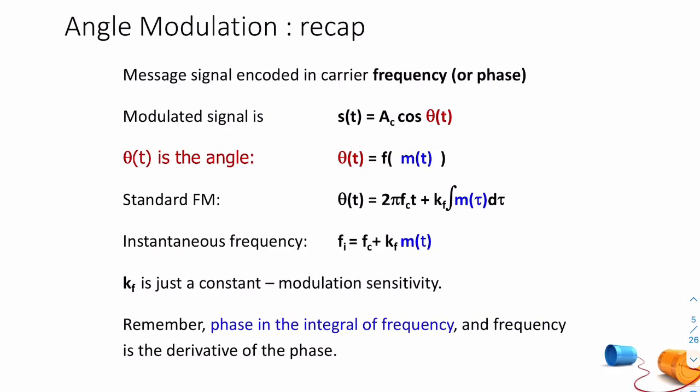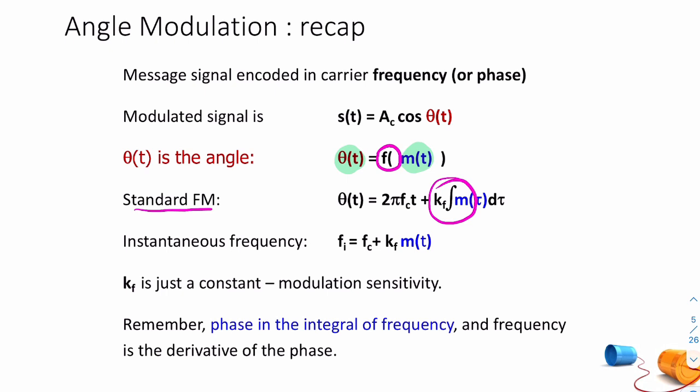So a quick recap. When we spoke about FM last time, we introduced the idea of phase and frequency, and we said phase is the integral of frequency, and frequency is the derivative of the phase. So you have your angle and you have your message, and the angle is some function of the message. Now, if that function is an integral, then we have FM, and if it's just some multiple, then it's PM.